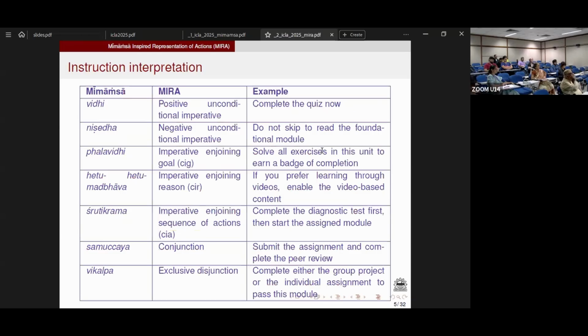This is an example of the instruction interpretation of how we have applied it in our case. Vidhi is a positive unconditional imperative, and Nisheda is a negative unconditional imperative. We have given examples, all taken from the education side, the recent ones that we are seeing. For example, "complete the quiz now" is the positive side, and "do not skip the foundation module" is the negation of it. The third one is Palavidhi.